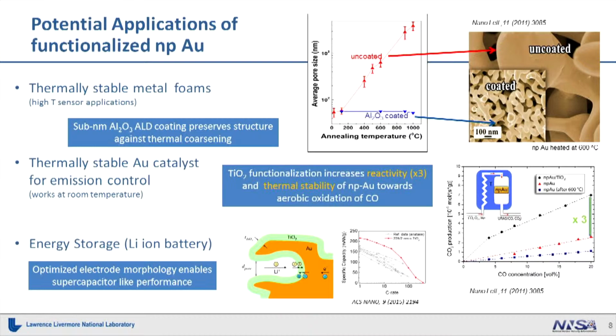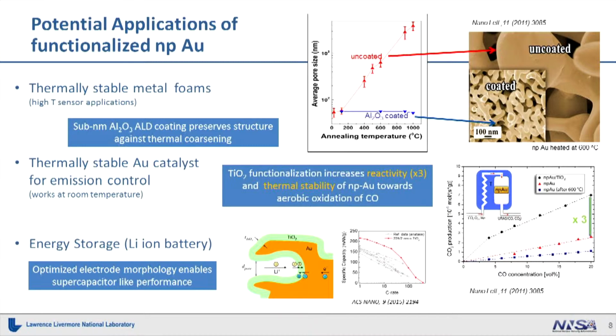We can also apply more functional coating on nanoporous gold, which is titanium, with atomic layer deposition, and with that we can actually increase the reactivity of the material against oxidation of CO to CO2 by a factor of 3, in addition to making the material thermally stable against coarsening. And the interesting thing about the use of nanoporous gold functionalized with TiO2 for pollution control is that this catalyst actually works at room temperature as opposed to other currently available catalysts that work only at elevated temperatures.